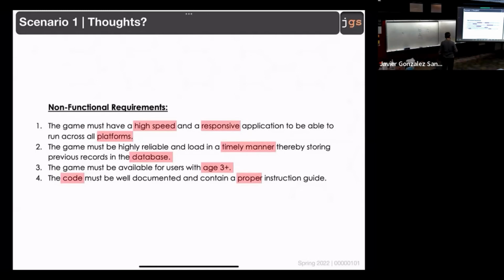Next. Number 2 is only one: timely manner. We already talked about something similar to this. What is timely manner? You need to tell me numbers. It's about the speed numbers.